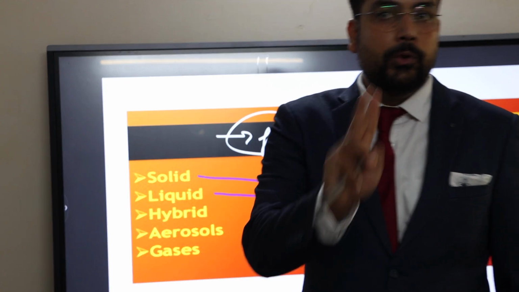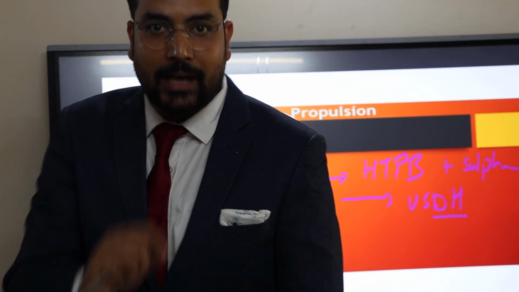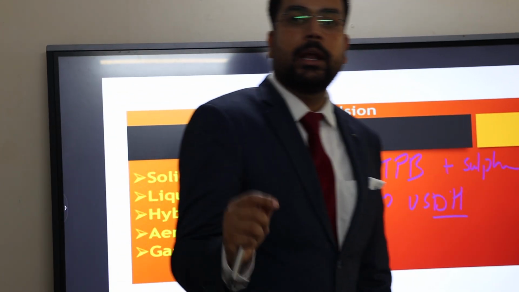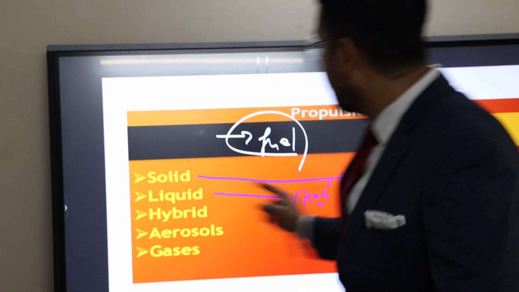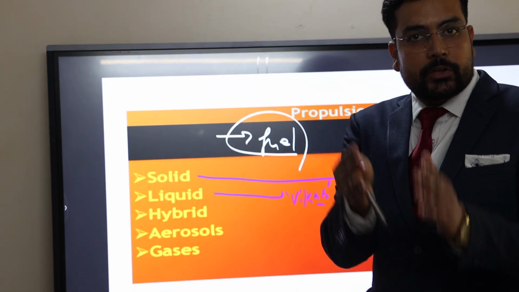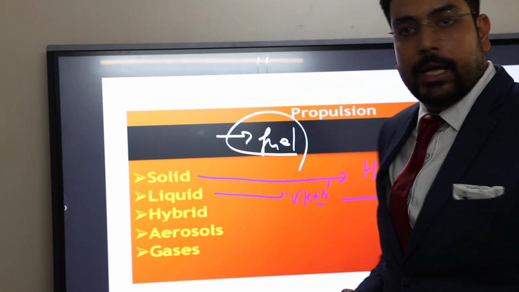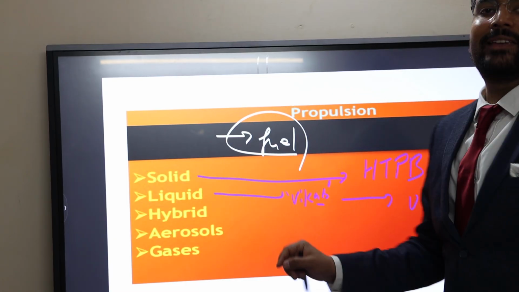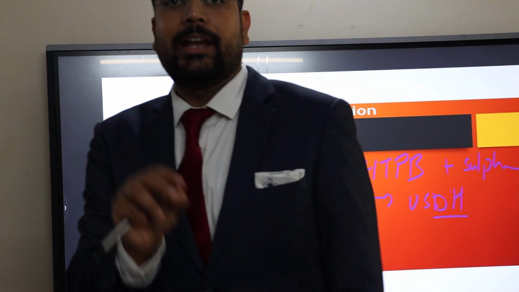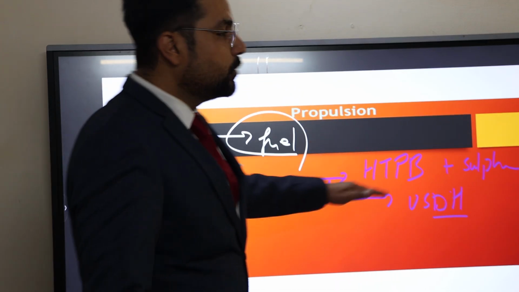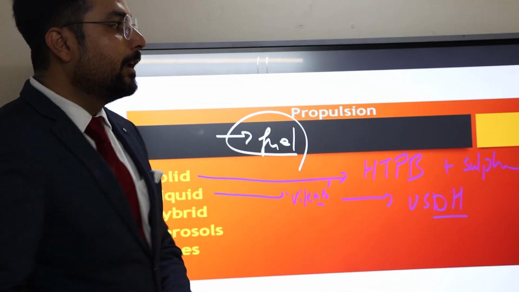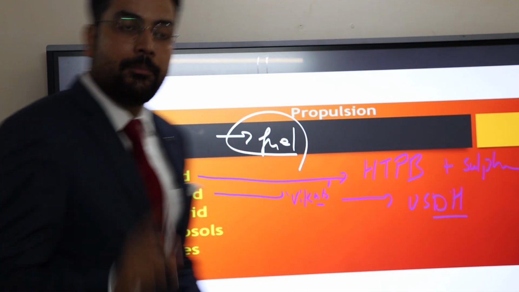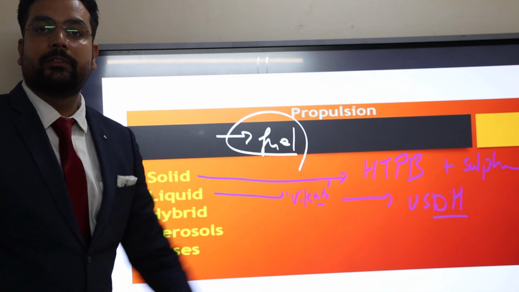So there are two fuels required from the point of view of the exam, especially in the mains. You can write the names of these two fuels: one is HTPB, hydroxyl terminated polybutadiene, and the other is UDMH, unsymmetrical dimethyl hydrazine. These are the two fuels utilized especially by conventional missiles. One is solid, another one is liquid.